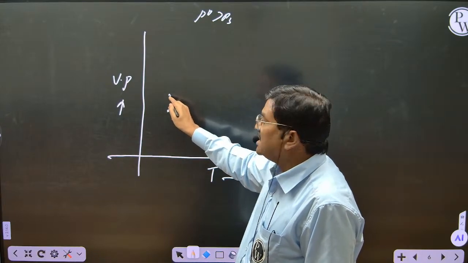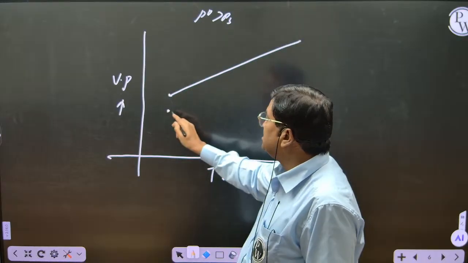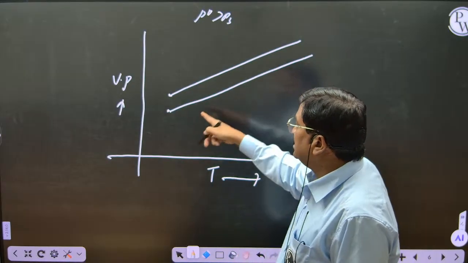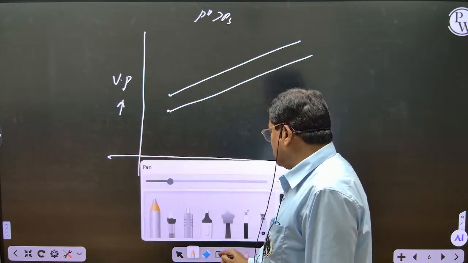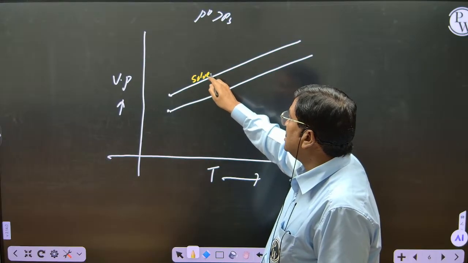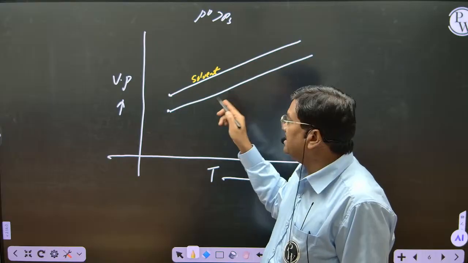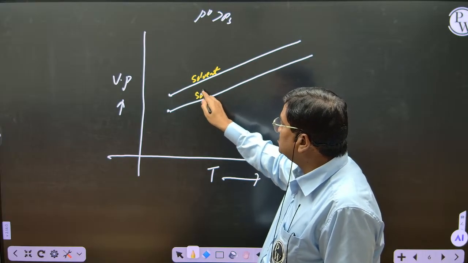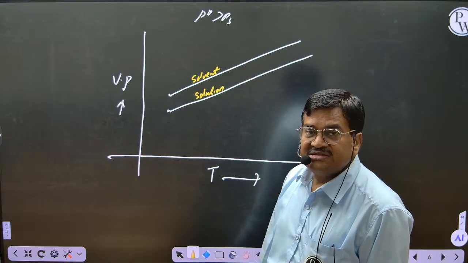And you remember the Clausius-Clapeyron relation. Vapor pressure increases exponentially, we learned, with increase in temperature. And upper one should be taken for whom? Solvent. This is the graphical approach, they also ask in exam. Upper one corresponds to whom? Solvent. The lower one corresponds to whom? Solution. Vapor pressure of solution comes less.